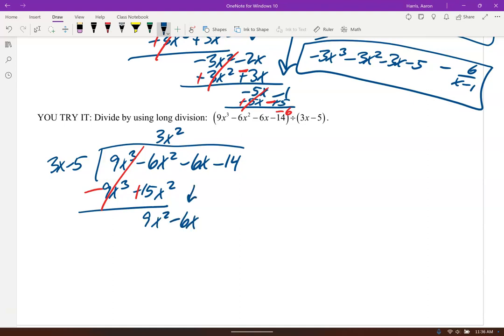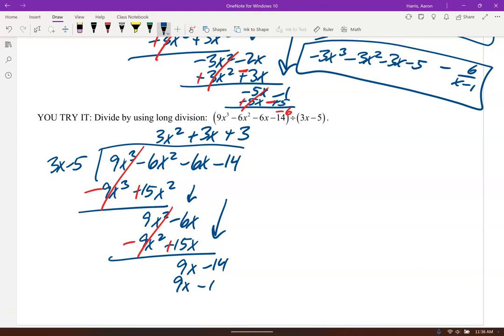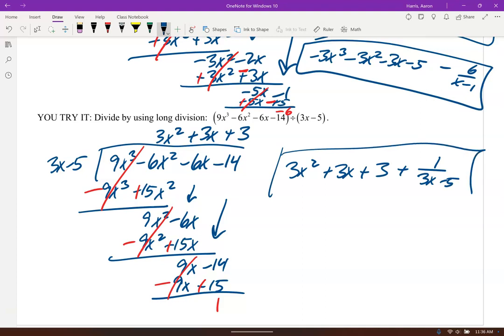Now you're matching 9x squared. So what times 3x gives you 9x squared? It's got to be 3x. Now let's multiply it through. 3x times 3x, 9x squared. 3x times negative 5, negative 15x. Don't forget you've got to change those signs. Negative 6x plus 15x is 9x. Bring down the minus 14. Now we're matching 9x, so it's got to be plus 3. 3 times 3x is 9x. 3 times negative 5 is negative 15. Don't forget to change those signs, so you're left with a remainder of 1. And that's how she got the remainder over the divisor.